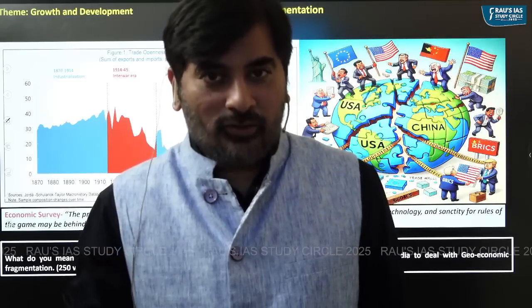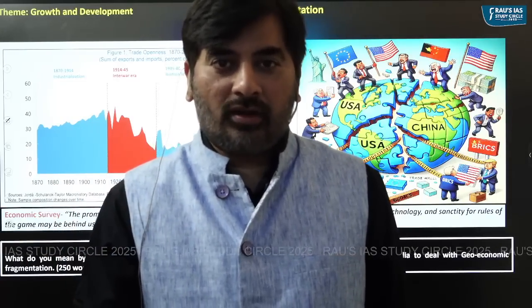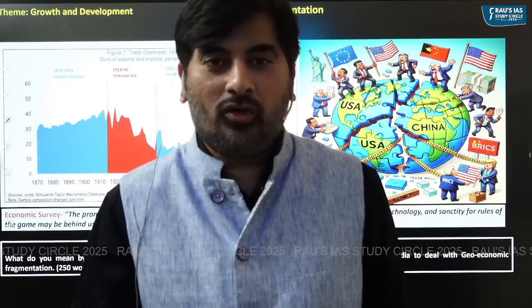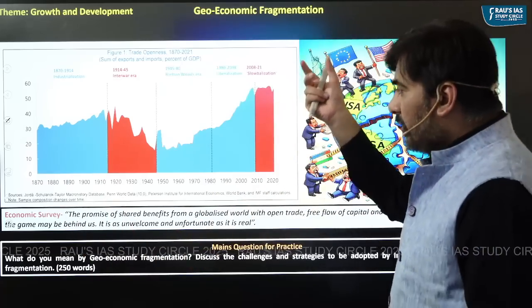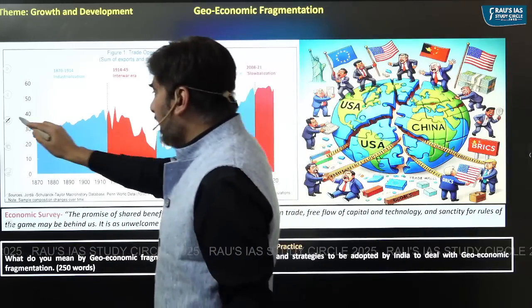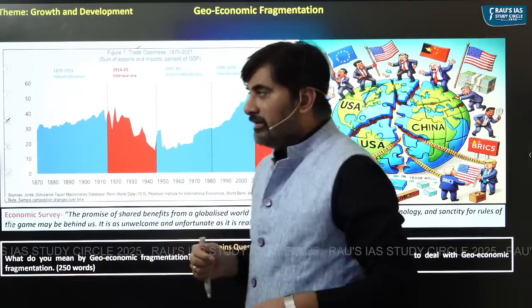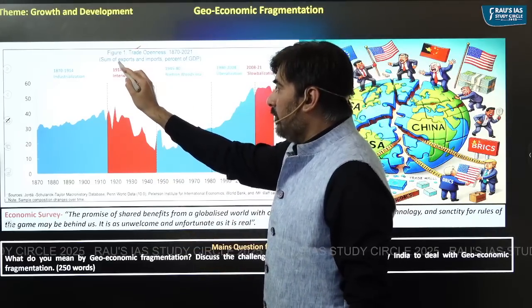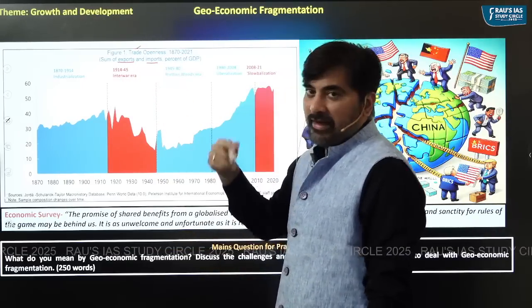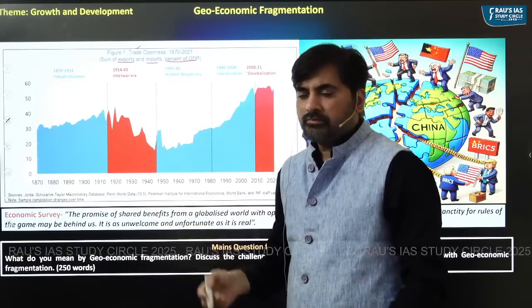So let's get into the details of what exactly is this geo-economic fragmentation, how it is getting caused, and all these things. For that, let's look at a parameter called trade openness. Trade openness can be calculated as total sum of exports plus imports as percentage of GDP.